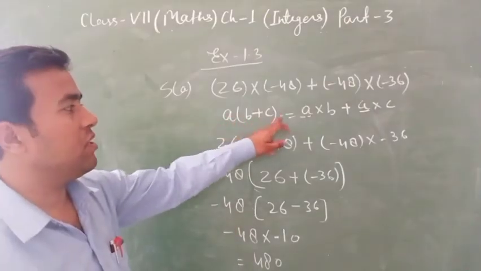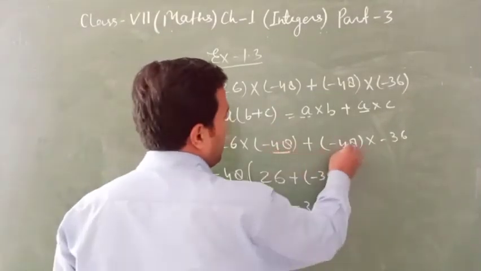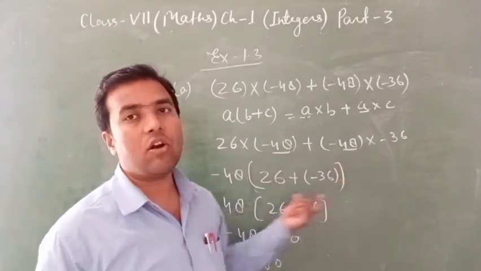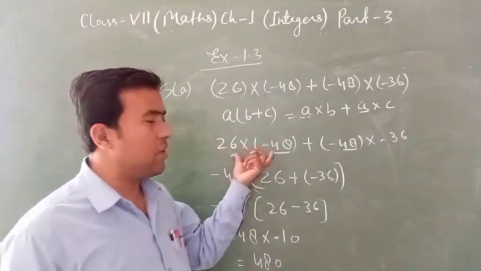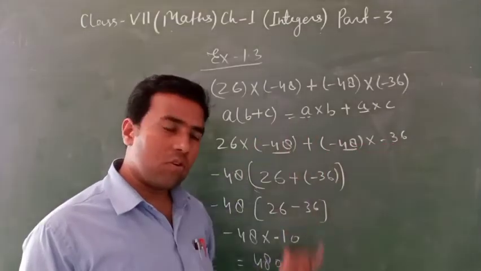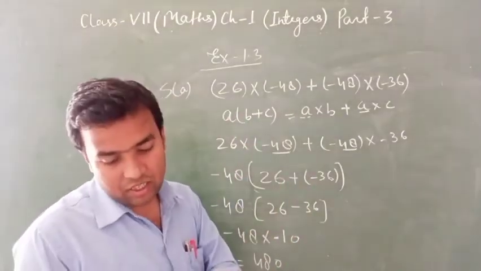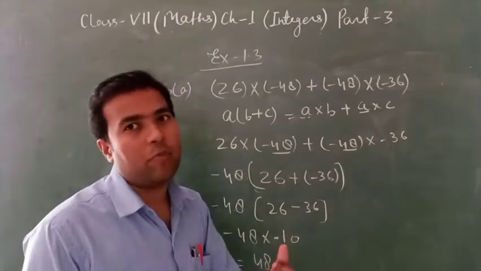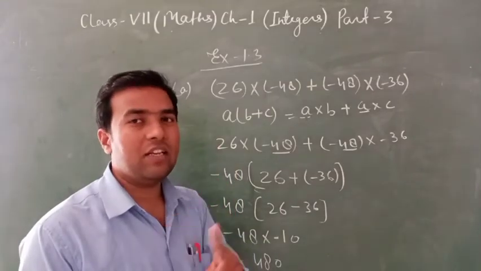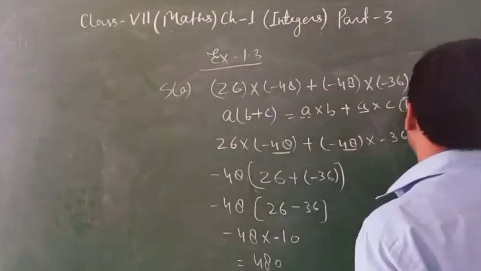A into B plus C equals A into B plus A into C. Because here is minus 48, here is minus 48. Clear? Minus 48 and minus 48, so minus 48 we can take common. Clear? If you multiply both numbers separately and add, you will also get 480. But here it is asking to use a suitable property. If you know the property, then you can do it from that. Clear? So it is the distributive property.